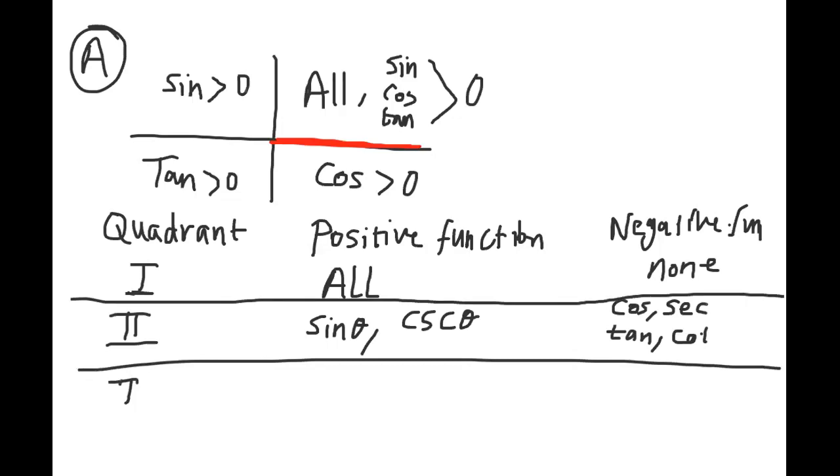For the third quadrant, the only positive function is the tan function and the cotan function. The negative ones are the rest of them: sine and cosecant, and cosine and secant, which is 1 over cosine.